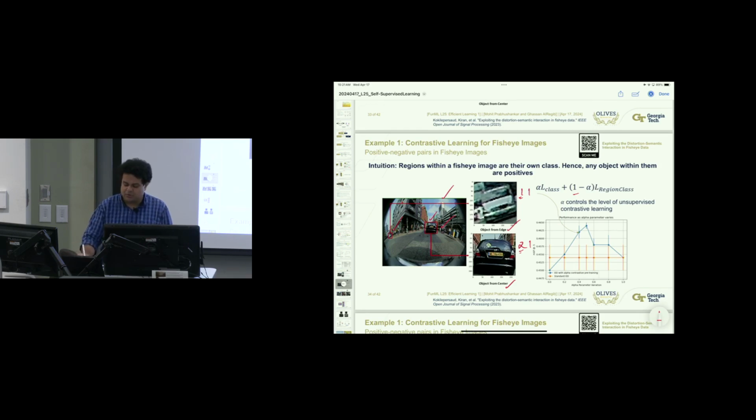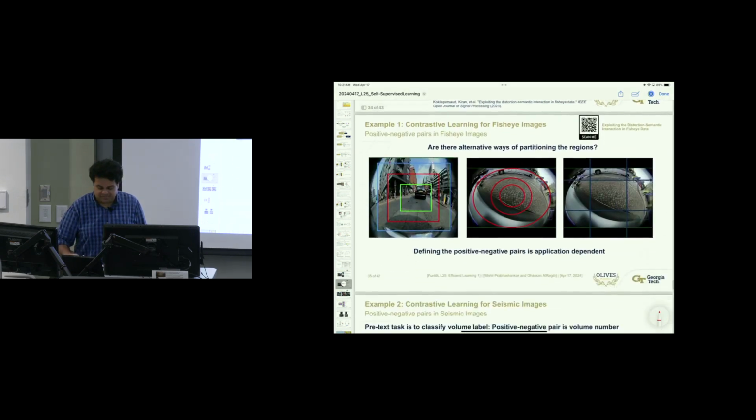And now I can use both these classes together in some kind of a weighing scheme. Your L class plus L region class. The region class, again, this is class 1 and class 2. This is the L class here, and this is the region class. And I can now construct a contrastive learning algorithm that is going to do better than if you did not have access to these kind of regions.